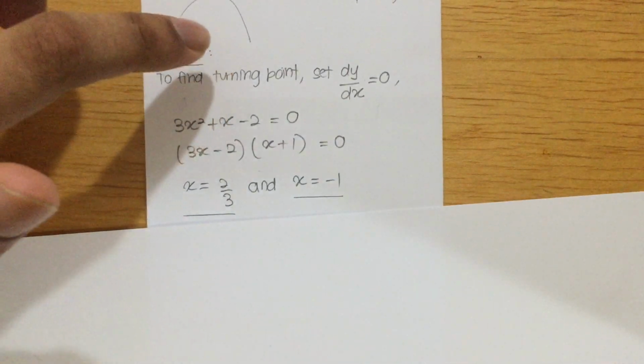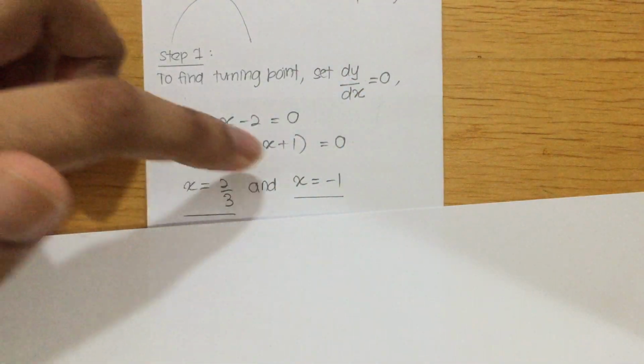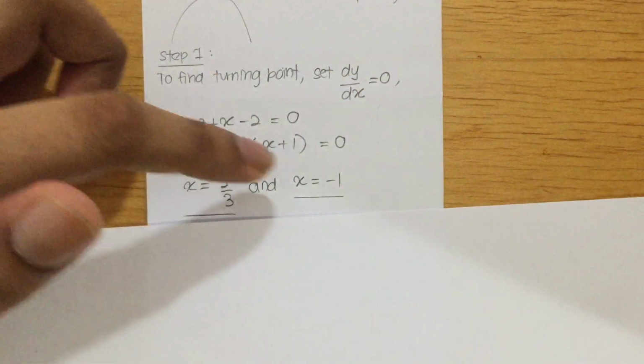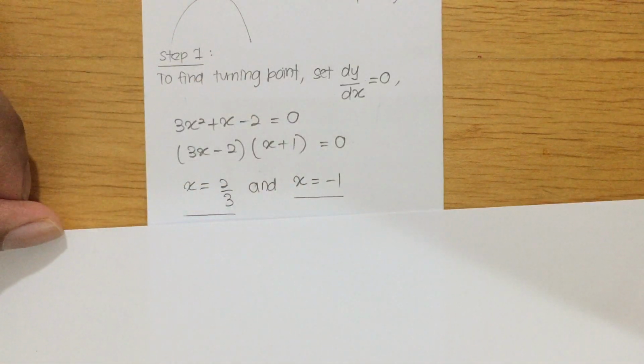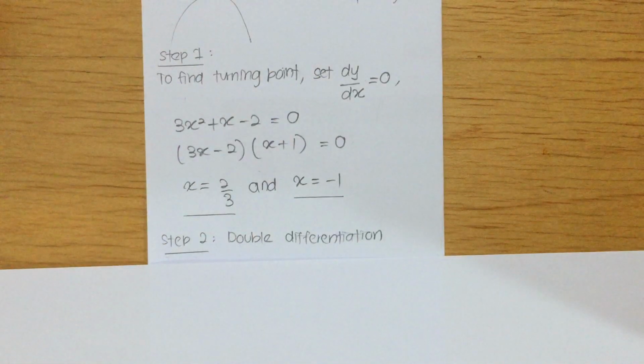Okay, once you've already found the turning point, set your dy/dx equals to 0, and found the respective x value, what you're going to do now? So step 2 is you need to do the double differentiation. Why we are doing this is to find whether the particular x coordinate, the point, is a maximum point or minimum point, guys.